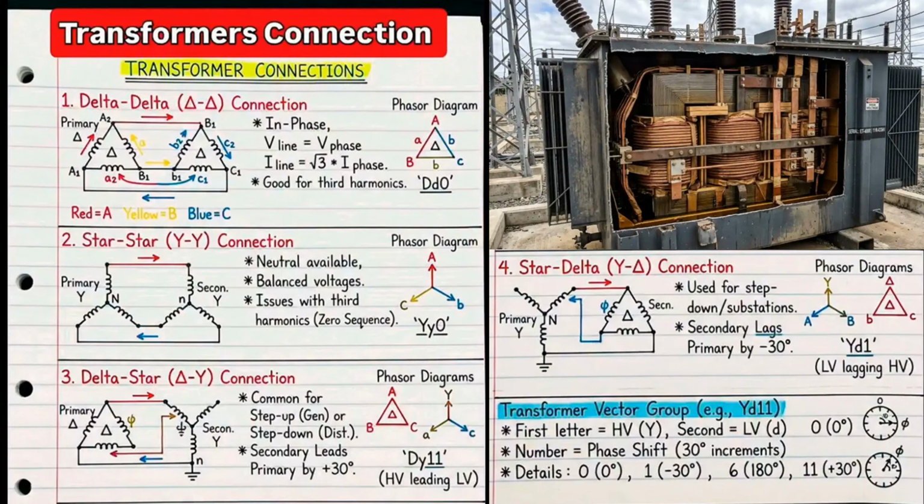One more thing. In many countries, the standard distribution transformer is DIN 11. Meaning delta primary, star secondary with plus 30 degrees.